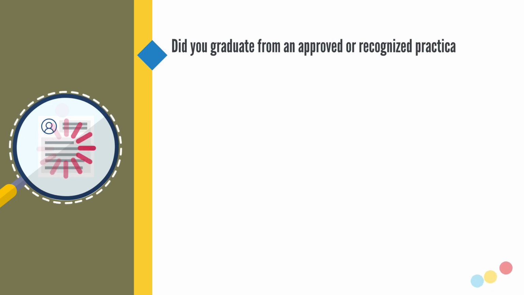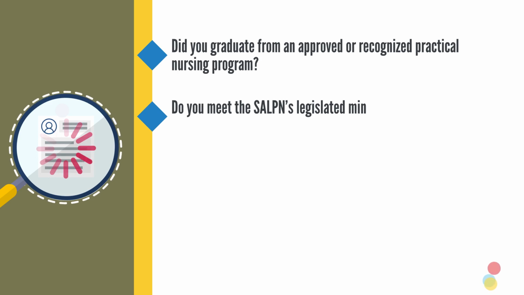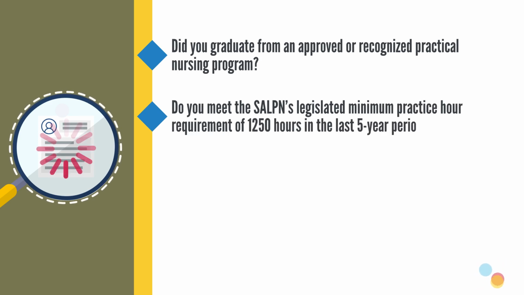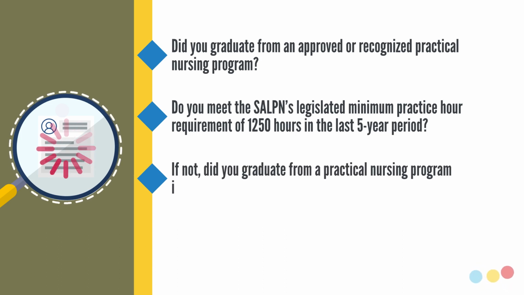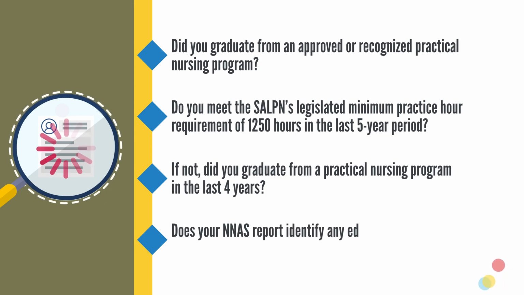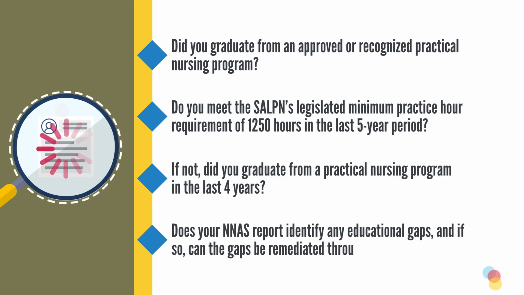Now the CLPN will begin their assessment and needs to answer some of these questions. Did you graduate from an approved or recognized practical nursing program? Do you meet the CLPN's legislated minimum practice hour requirement of 1,250 hours in the last 5-year period? If not, did you graduate from a practical nursing program in the last 4 years? And does your NNAS report identify any educational gaps? And if so, can the gaps be remediated through available education?